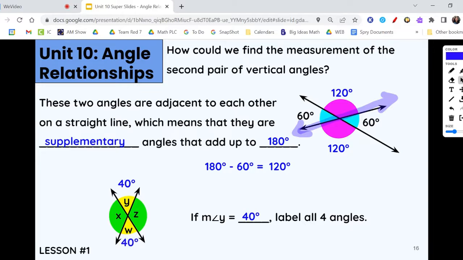Okay, now we have to find the angles X and Z. Now keep in mind that this is a straight line and straight lines add up to 180 degrees. So to find this missing angle X, I would just have to do 180 degrees minus 40 degrees. And what's left over is 140 degrees. So that means that angle X would have to be 140 degrees. And if angle X is 140 degrees, its vertical angle is also 140 degrees.